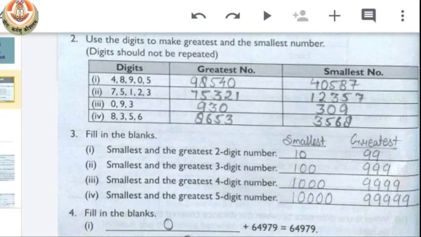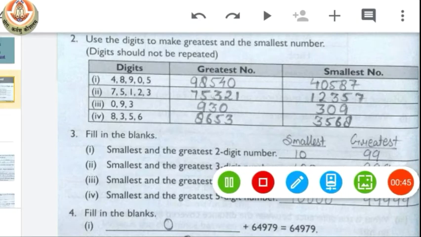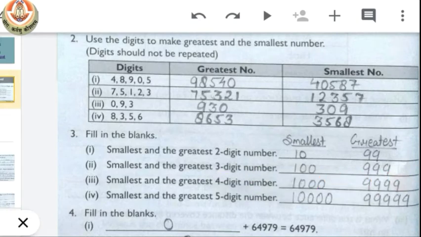Use the digits to make greatest and smallest number. So we all know that to make greatest number, we have to write given digits in descending order. So you can see here, to make greatest number, we write given numbers in descending order. Means 9, then 8, then 5, 4, and then last 0. And to make smallest number, we will write given digits in ascending order.